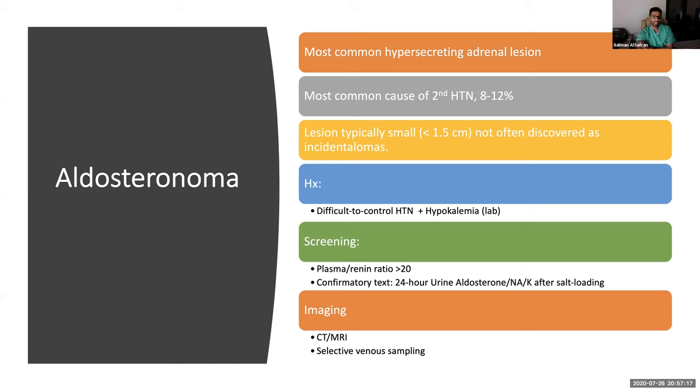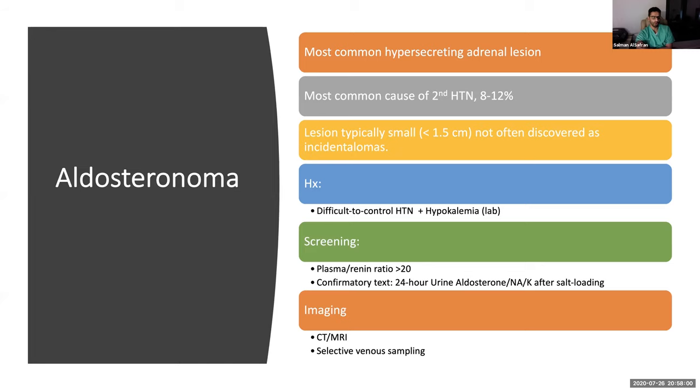Basically, it is the most common hypersecreting adrenal lesion, not just among incidentalomas, but in general. It is the most common cause of secondary hypertension, about 8 to 12%. The lesion is typically very small, the majority less than 1.5 centimeter, which makes it very hard to identify with the CT scan, even within images. History: they have a typical history of difficult to control hypertension, and by the time it's worked up, the patient is on multiple antihypertensive medications. A lot of them will have hypokalemia, but not all.